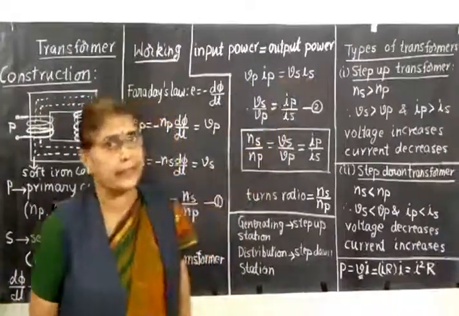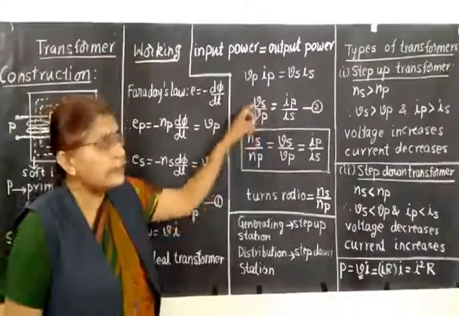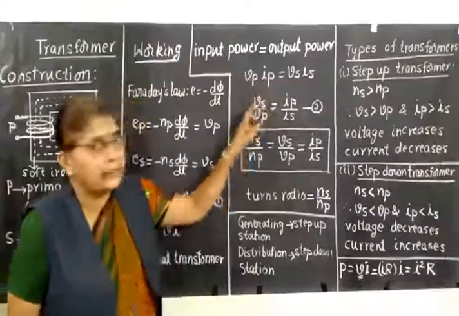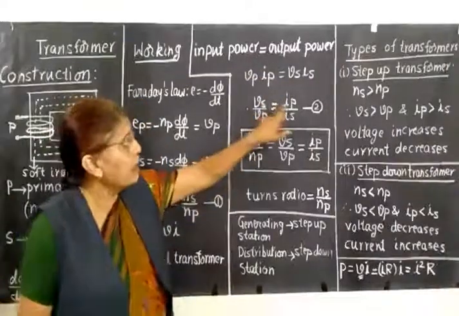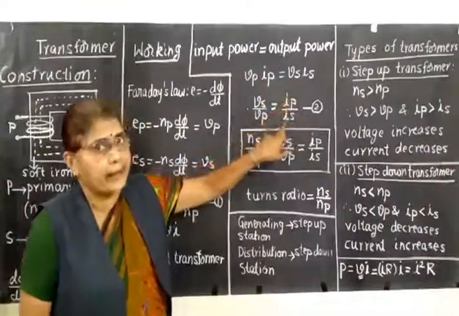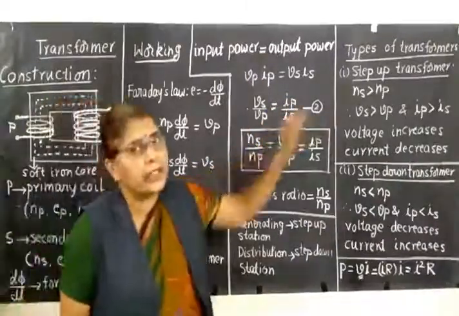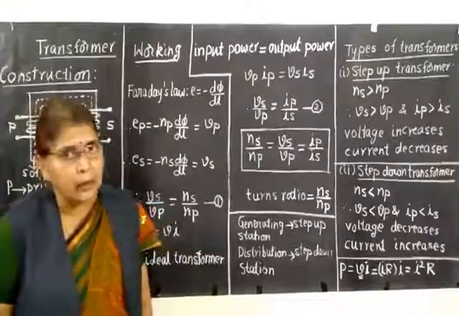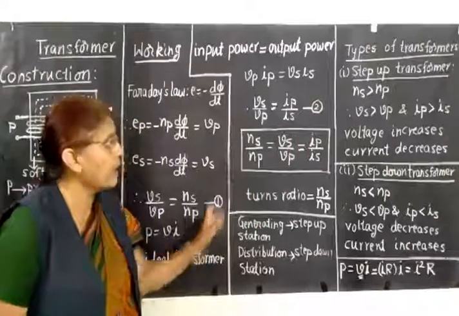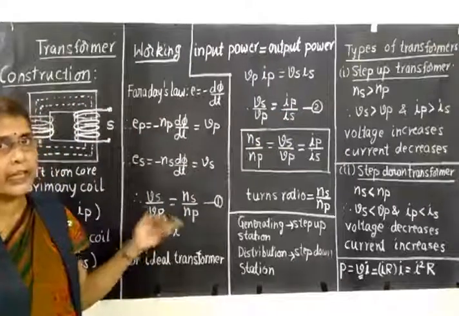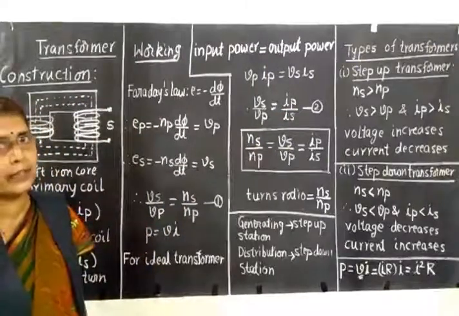Let us simplify this equation. Let us take Vs upon Vp. On the other side, you will get Vs upon Vp, and this will be equal to Ip upon Is from this equation. So let us call this equation 2. Now you observe equations 1 and 2. Both are for Vs upon Vp. So you can easily equate equations 1 and 2.